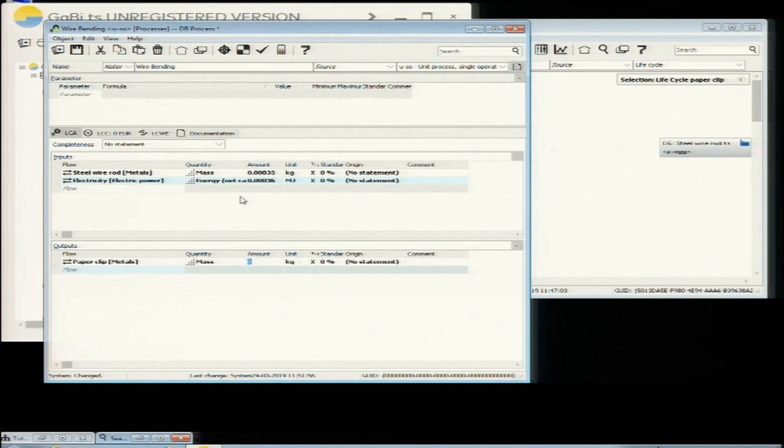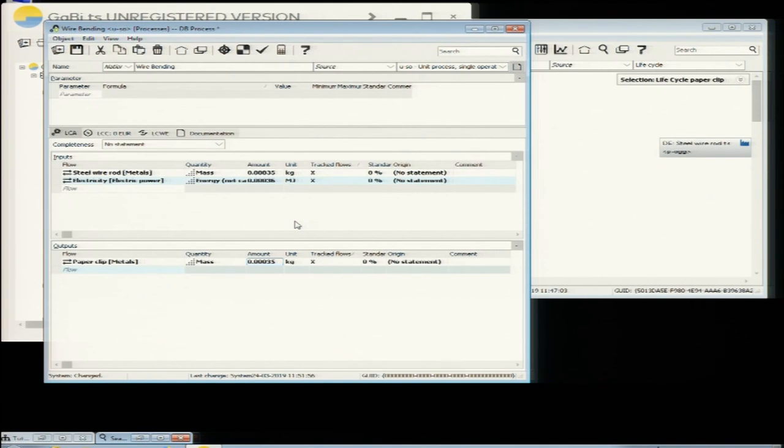The weight of steel wire should be equivalent to the weight of paperclip that we get. So it is again 0.0035 kg, kilograms. That is one paperclip. Also, you can see a cross here. The cross means this is a tracked flow. So there are actually two major kinds of flows. One is elementary flow and one is non-elementary flow.